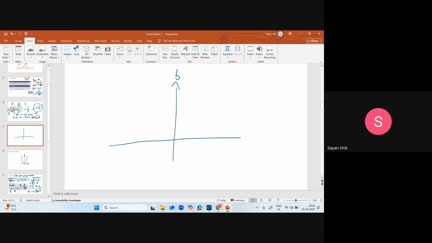Okay, so this is my b, this is my W, right? So I have different values of B and W. Suppose let's take this as 1, 2, and 3, and let's take this as 4, 5, and 6. These are different values of W and B. And what I'm going to plot is the loss function as a function of different values of W and B.